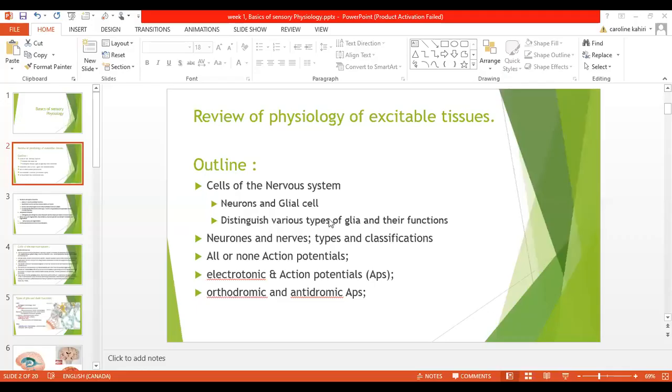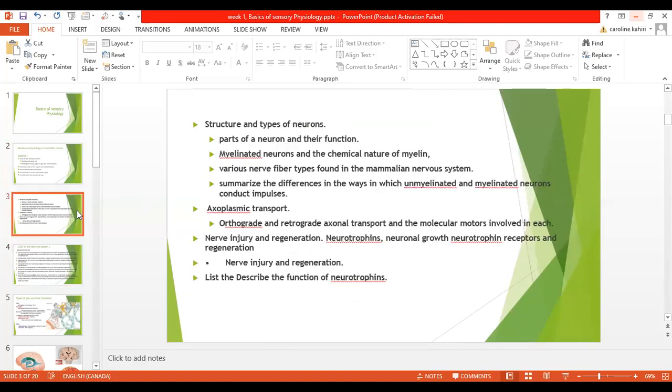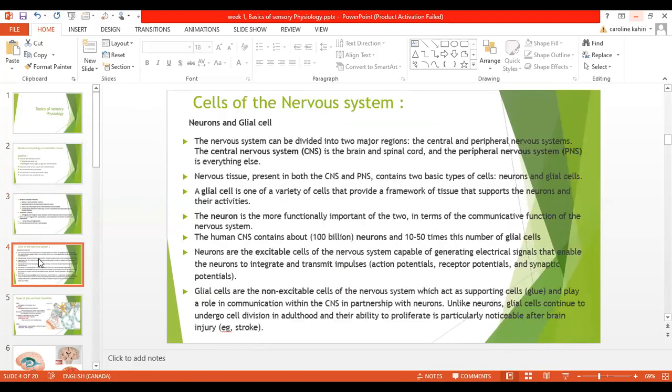Last time when we were in class, I went through the outline of what is expected. So I think I'll go straight to this slide, which is talking about the difference between the glial cells and the neurons. One of the things we are supposed to look at is the structure and the types of neurons, and then their function, where they are located, and how they work. So I'll go straight to cells of the nervous system.